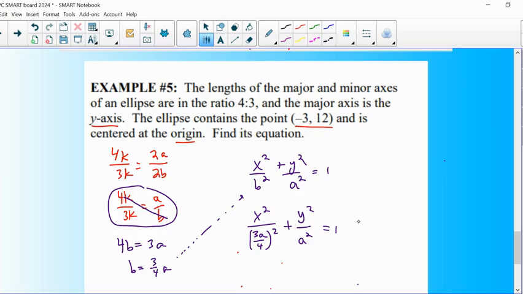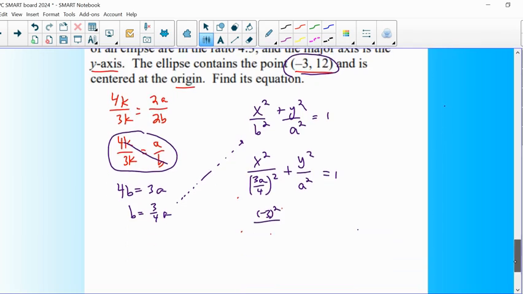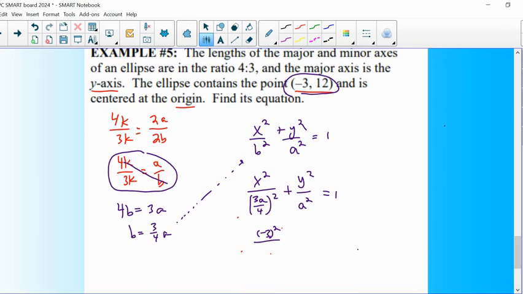And then last, let's put in our -3 and our 12 for x and y. So -3 squared over, and we can certainly simplify, that's 9a squared over 16, plus 12 squared, which is 144, over a squared equals 1.